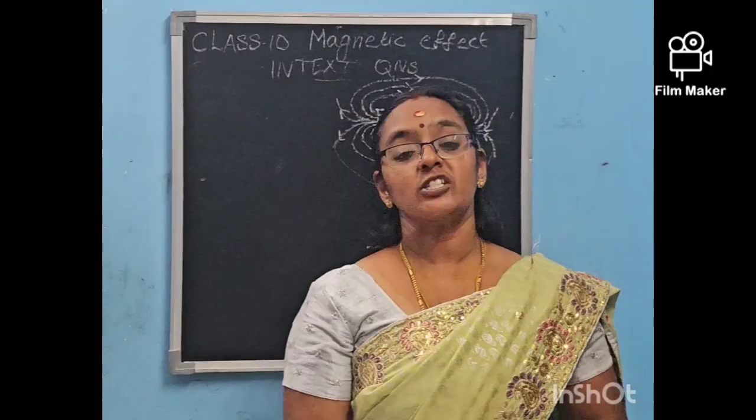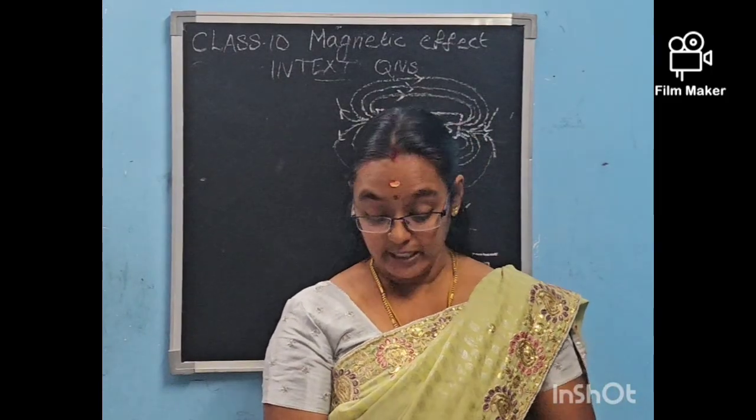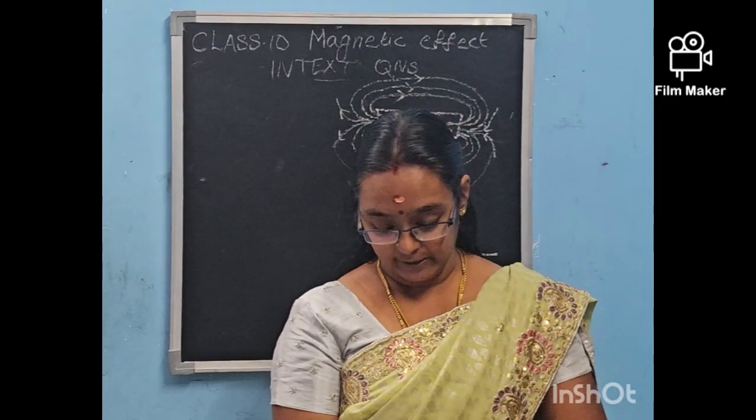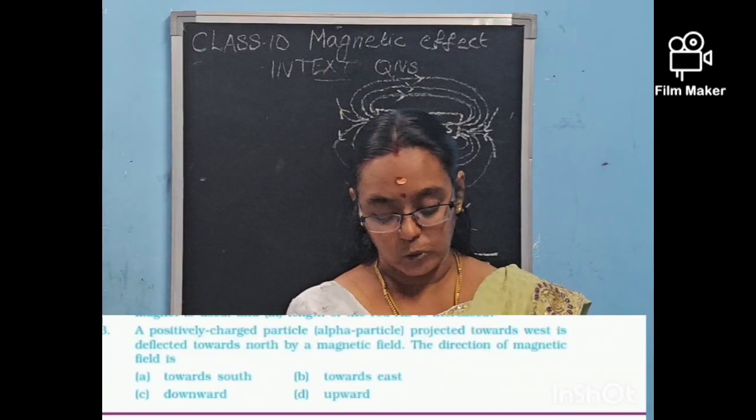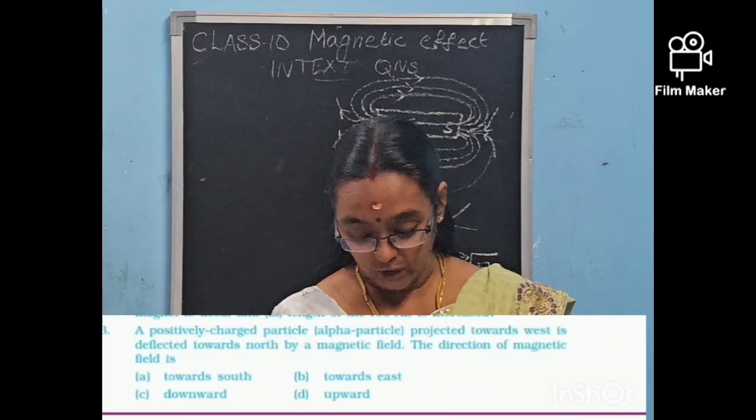This is the answer. The next question in page number 204 is, a positively charged particle, that is an alpha particle, projected towards west, is deflected towards north by the magnetic field.